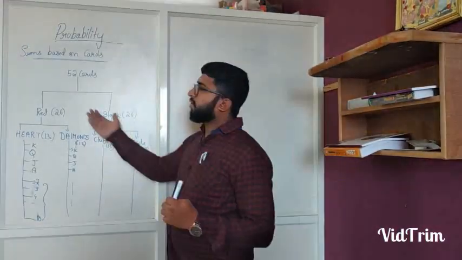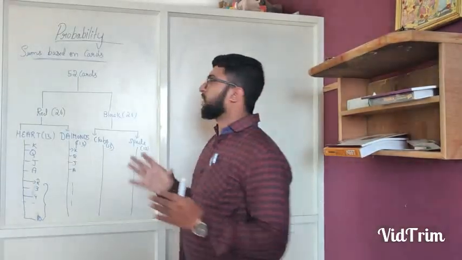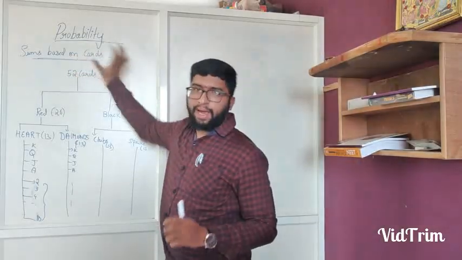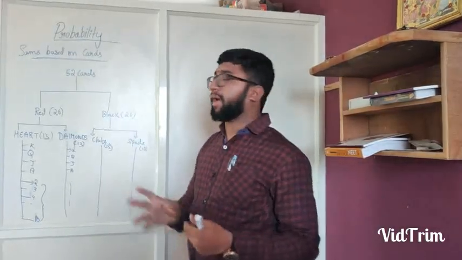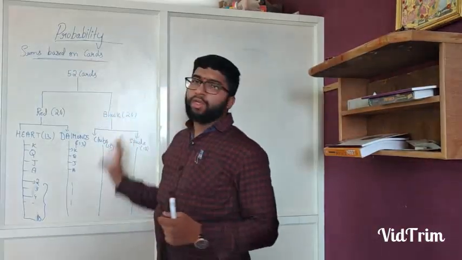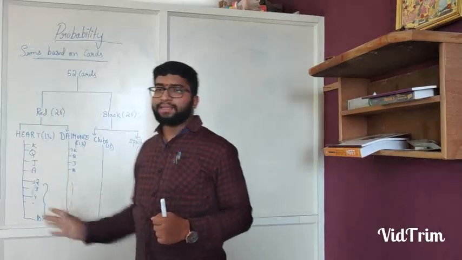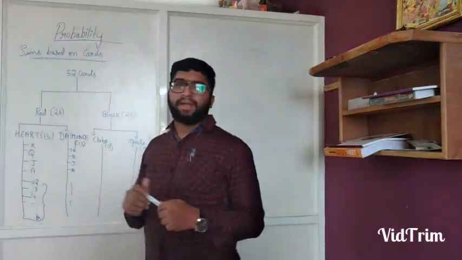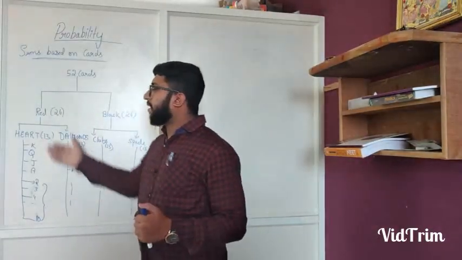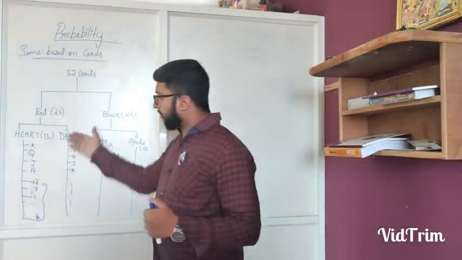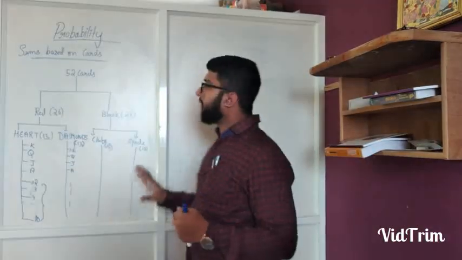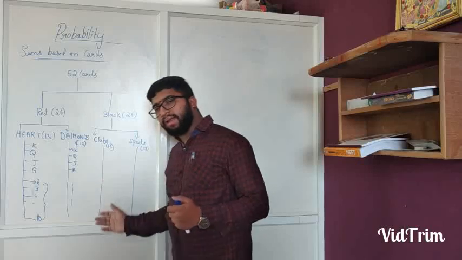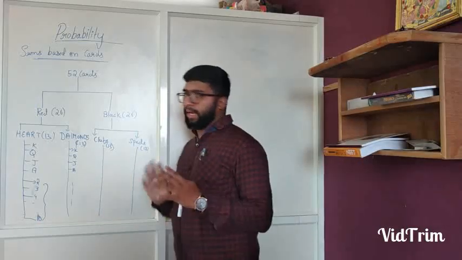Repeating, you'll be having 52 cards in the deck. Among the 52 cards, you'll be having 26 red cards and 26 black cards. In the 26 red cards, you'll be having 13 hearts and 13 diamonds. Similarly, in the 26 black cards, you'll be having 13 clubs and 13 spades.